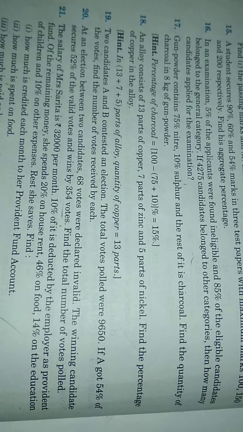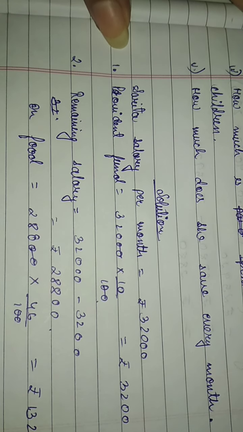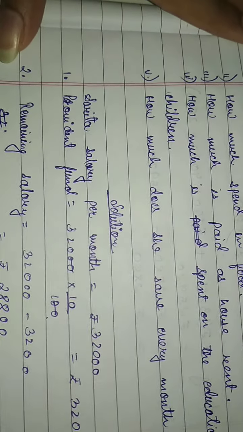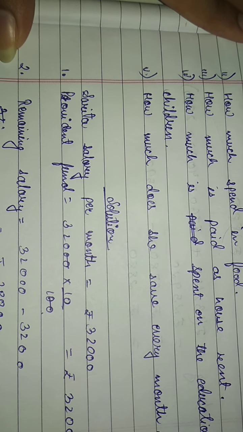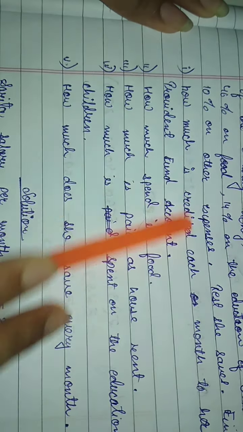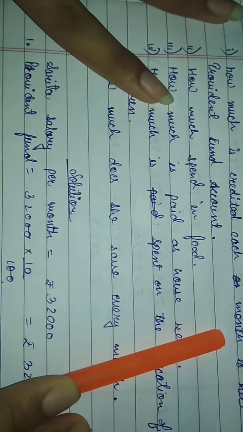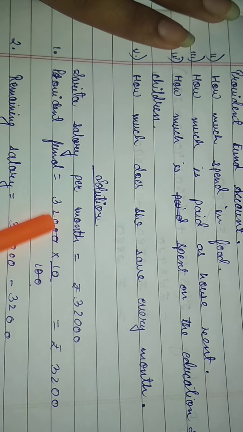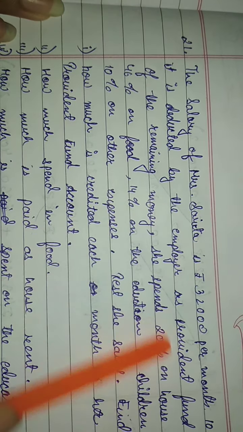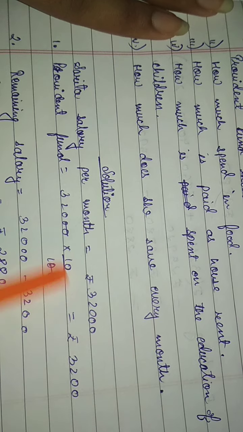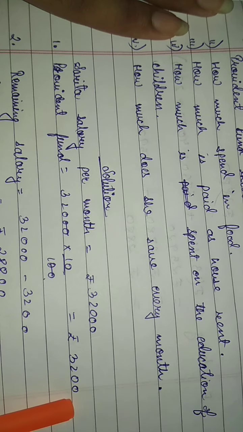In the 21st question it is written that the salary of Mrs. Sarita is 32,000 per month. In the first part we are asked how much is credited each month to her provident fund account. Provident fund equals 32,000 into 10 by 100, because it is given that 10% is deducted by the employer as provident fund. That will be 3,200.